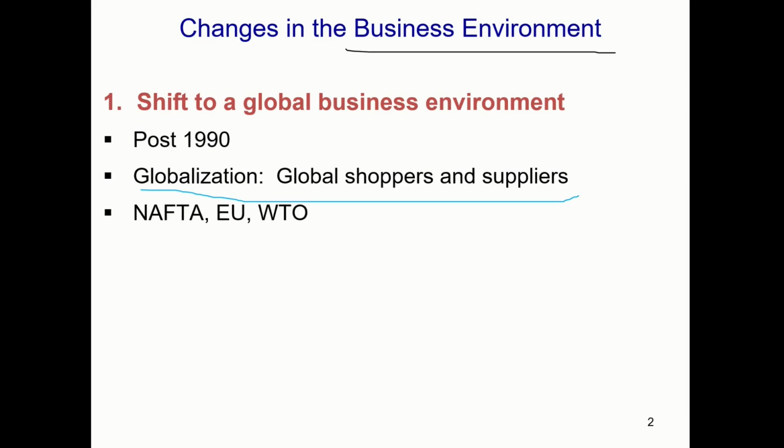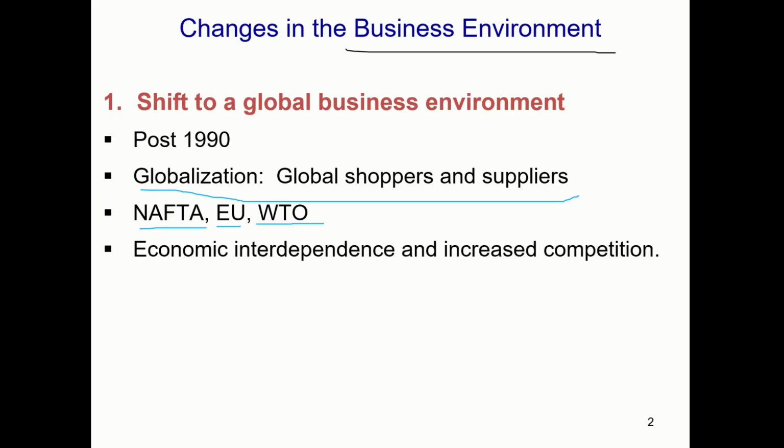And what happened to reinforce globalization? We have organizations such as NAFTA, the European Union, and WTO that encourage globalization over the past 3 decades. So what happened is economic interdependence increased competition. How? Once you have global shoppers and global suppliers, you're going to look at the lowest cost of production. For example, if you're a US company, and you think it's costing you too much to compete with a European company, you'll move your operation to China or Vietnam or someplace in Asia where the labor is cheaper and you can compete.